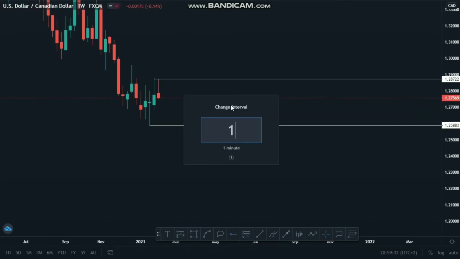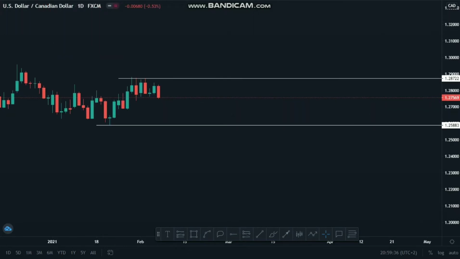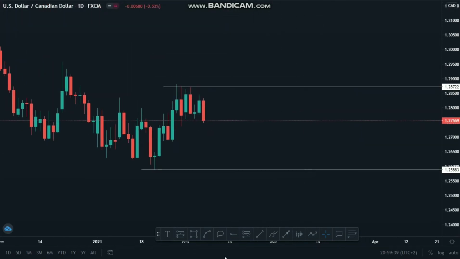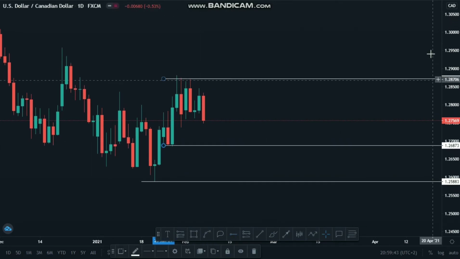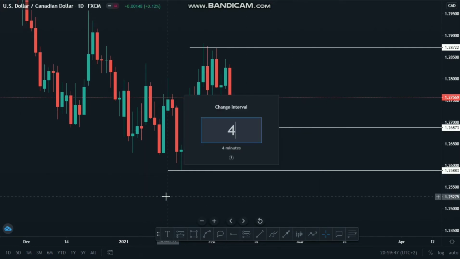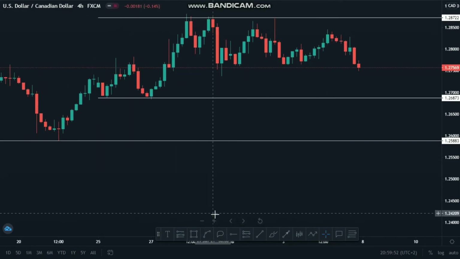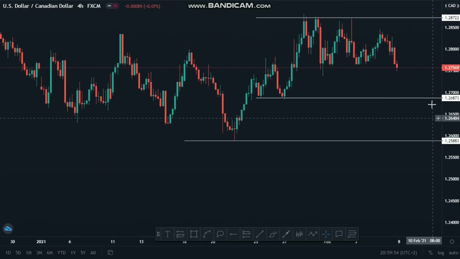Moving to the daily time frame, identify what? Either sub support or sub resistance. In this case, we have a sub support around this level. So we're going to be moving on to the 4-hour time frame in order for us to identify structure. Looking at the 4-hour time frame, we have structure around these two levels.